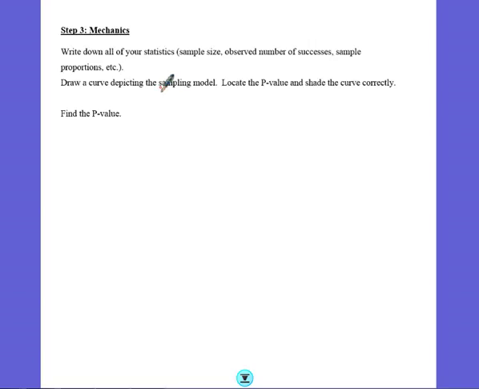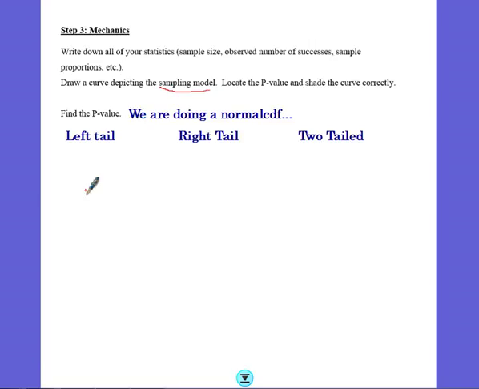I want to remind you that the sampling model here is always based off of the null hypothesis, because the idea is we're trying to prove that that model is wrong. And so it says locate the p-value and shade the curve correctly. Finding a p-value is something new here. Typically we're either going to use the calculator or something you've seen before, the normal CDF.